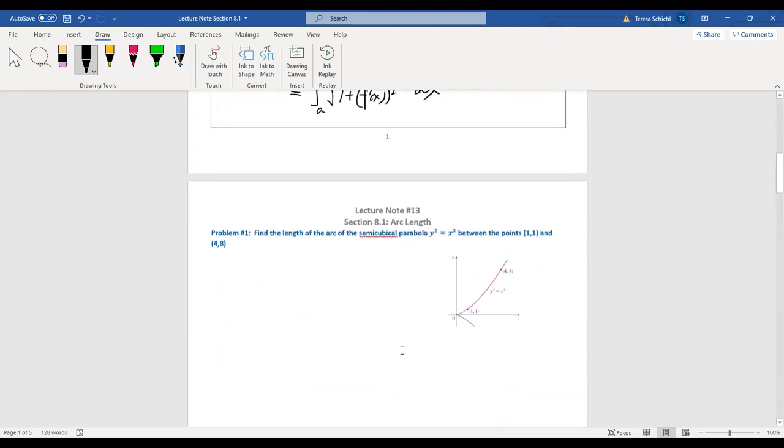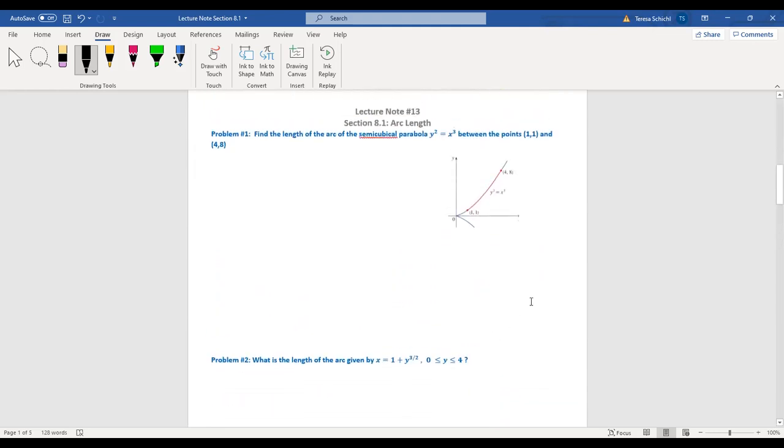Okay, so now in here, after you know the formula, then really the problems will become pretty easy. Then you just need to apply all the integration techniques you learned previously, correct? All right, so now let's see here. We want to find the length of the arc of the semi-cubical parabola y squared equals x cubed between the points (1, 1) and (4, 8). Like in the graph, if you graph this function, this is what the function is going to give you. So that's why they want to find this one here.